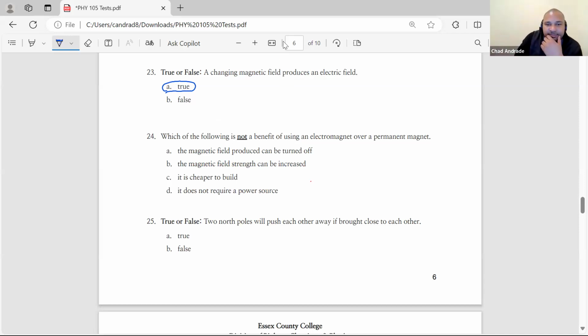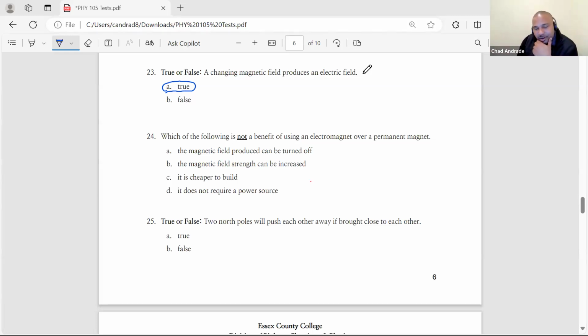The magnetic field strength can be increased. As it turns out, you can increase the magnetic field. You can create stronger and stronger magnetic fields or electromagnets by increasing the amount of current flowing through a wire. It is cheaper to build. That's also a plus. Real magnets, you actually have to go through a process of obtaining them, right? It's expensive. Electromagnets, you can buy a battery or a source, get some wires, turn the wires into a coil, voila, that's your electromagnet.